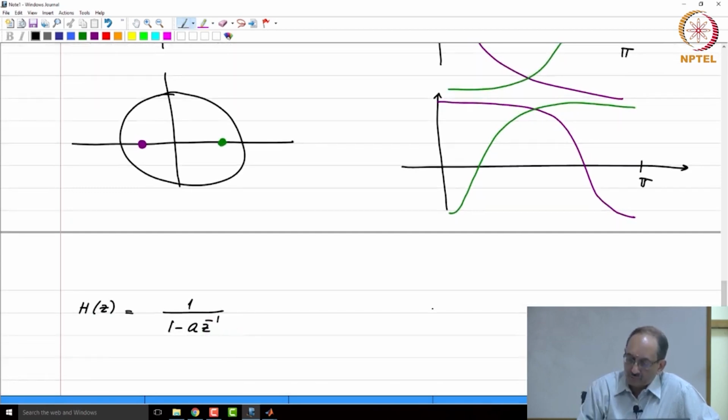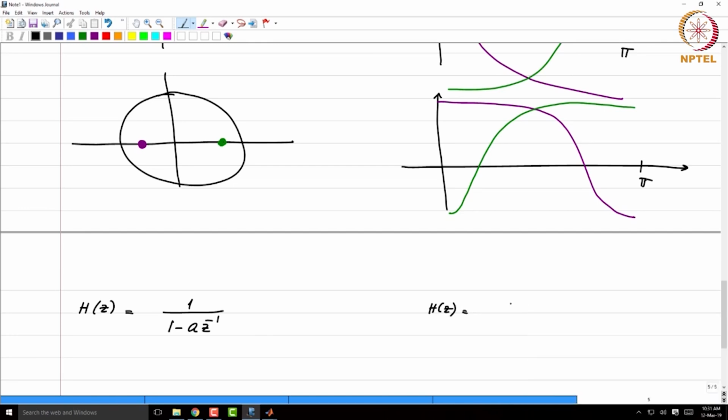On the other hand, if I have h of z to be 1 plus a z inverse, the 0 is at minus a, right. Again I am assuming a is between 0 and 1. In both cases I have a crude low pass filter, this is a crude low pass filter.